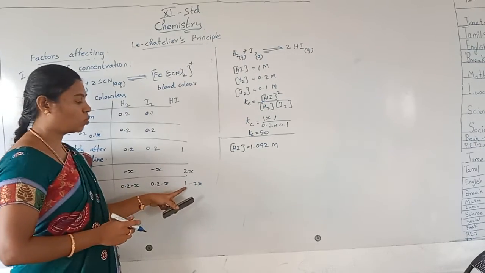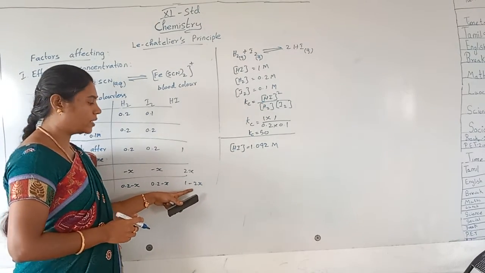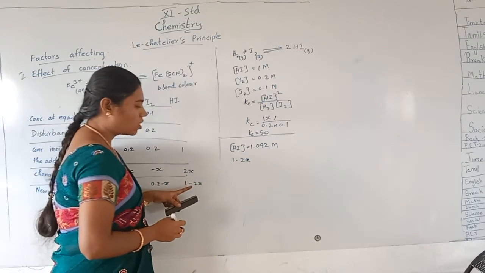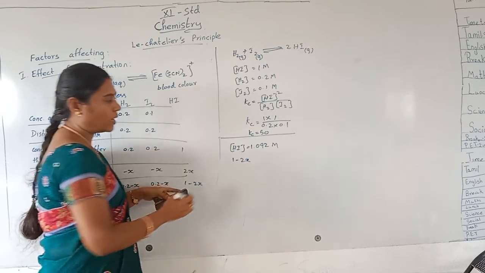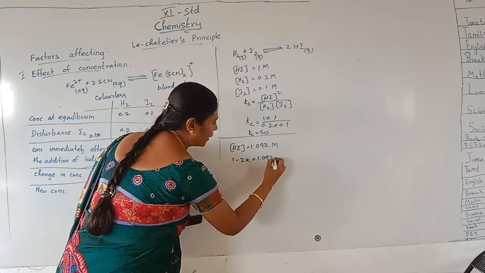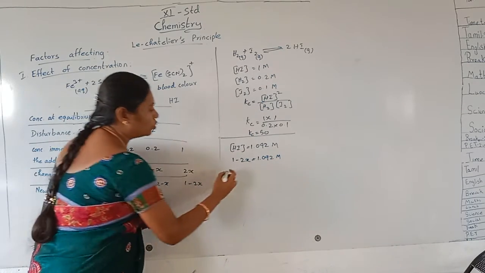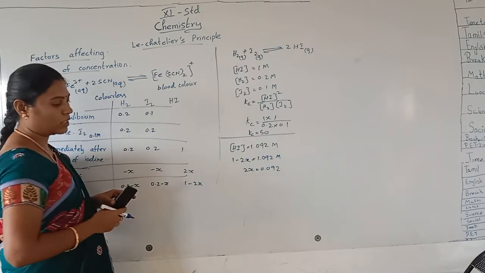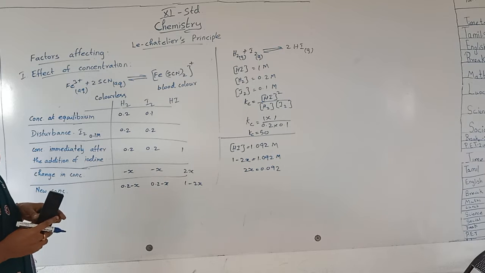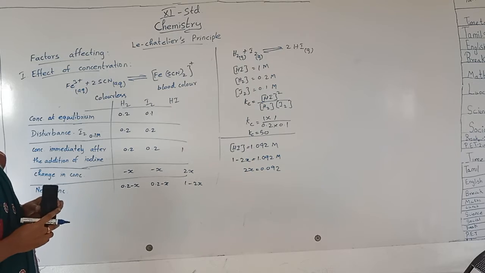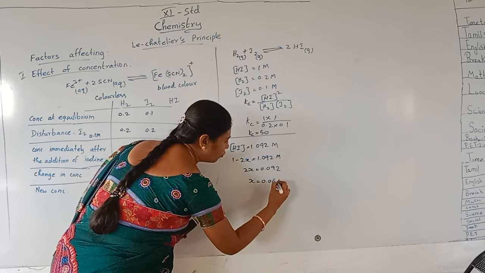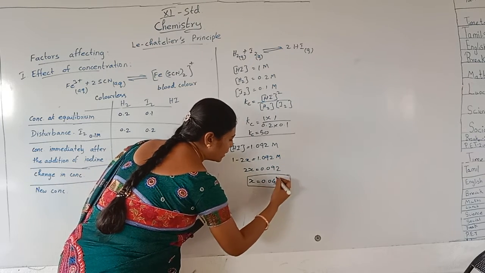So next you write the 2x value. The hydrogen iodide is 1 plus 2x. So this 1 plus 2x value is 1.092 molarity. So the 2x value is 0.092 molarity. So this is the formation of hydrogen iodide value. So what is the x value? The x value is 0.046 molarity.